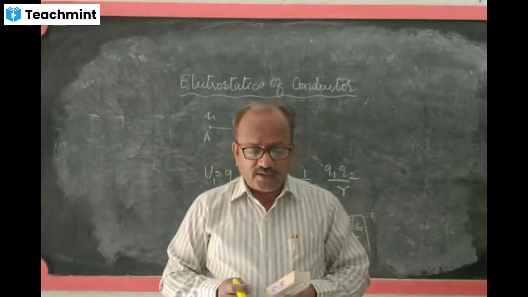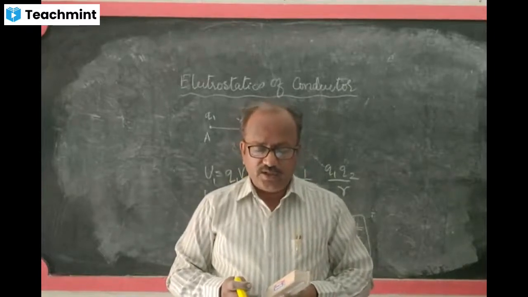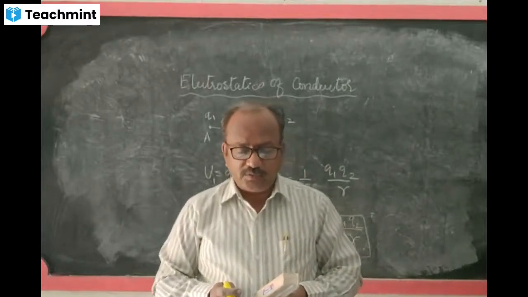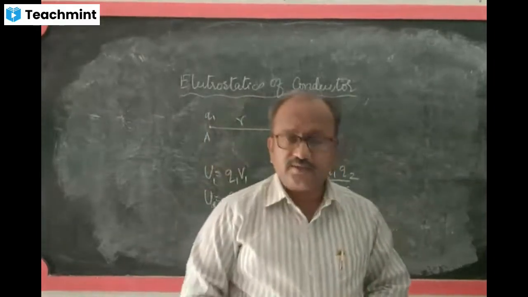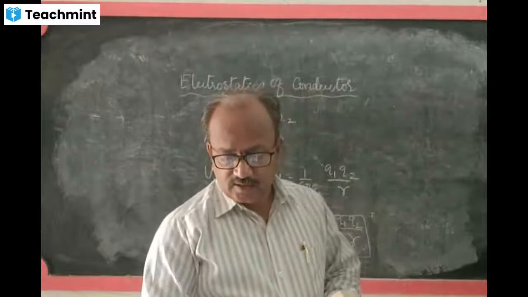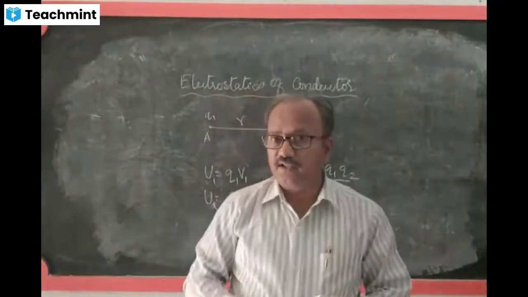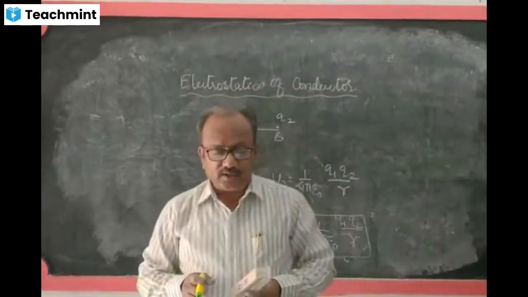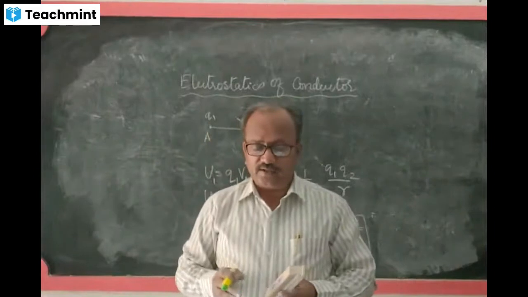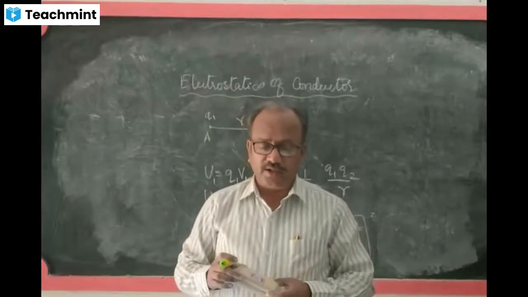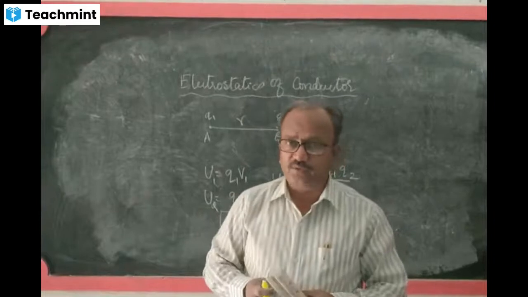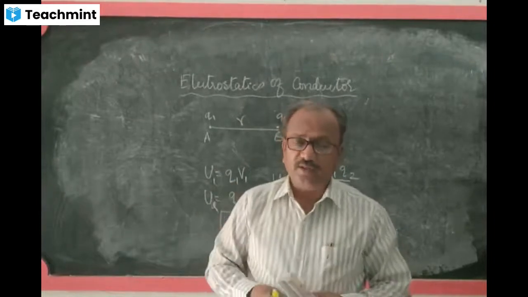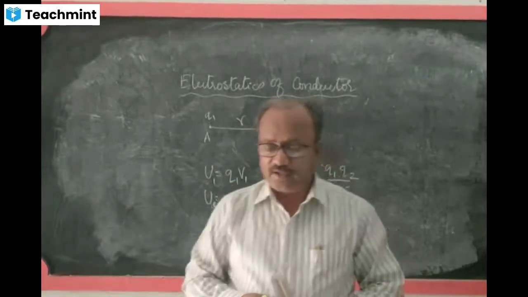Next one is, the electrostatic potential is constant throughout the volume of the conductor and has the same value as on its surface. Because the potential is constant throughout the volume of a conductor and the same on the surface, it is an equipotential surface. We will not discuss equipotential surfaces here, but that also comes in this result.